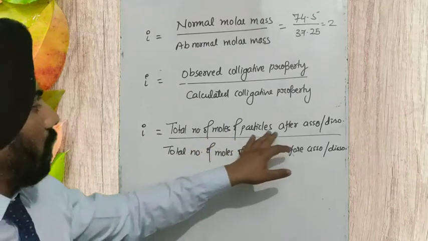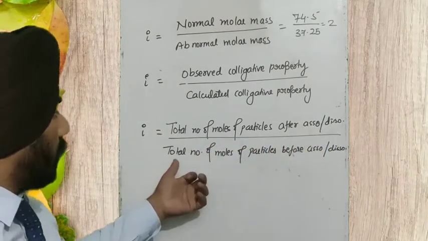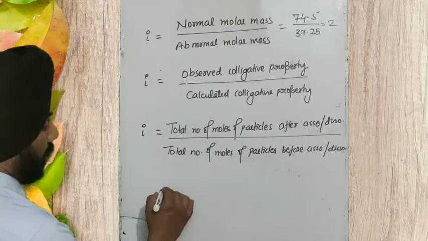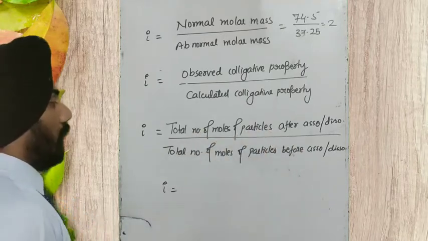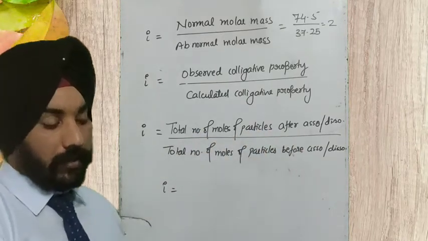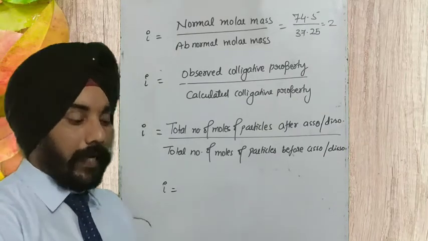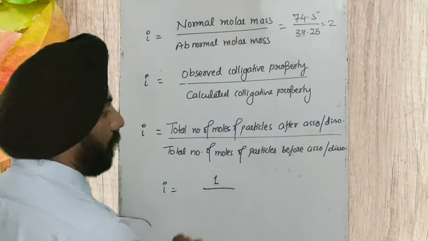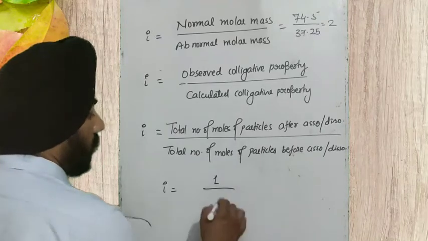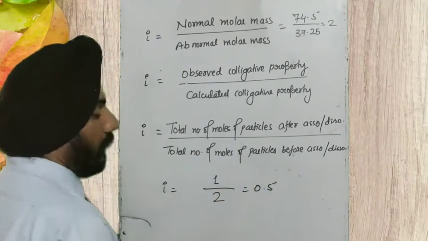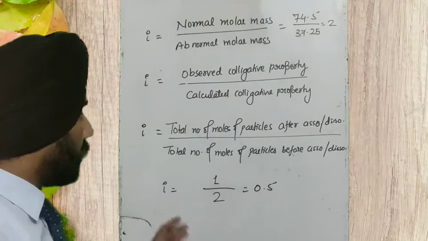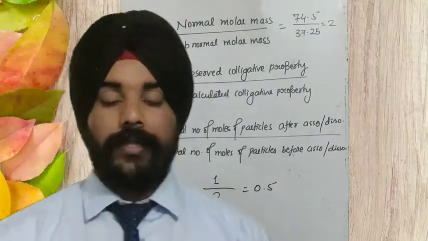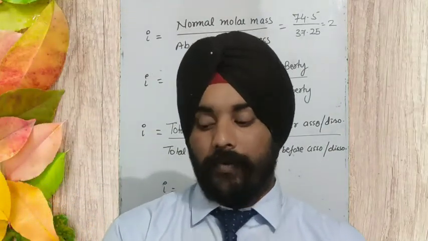It is also the total number of moles of particles after association or dissociation upon the number of moles of particles before association or dissociation. In case of ethanoic acid, you take this. I told you acetic acid: two particles added together dimerize to form one particle. So after association it becomes 1, and before association it was 2. So i becomes 0.5. In case of association it was 0.5, in case of dissociation it was 2. In this way the Van't Hoff factor can be calculated.